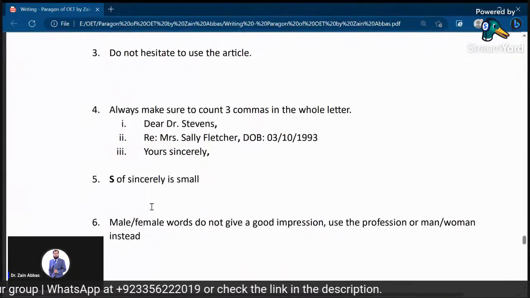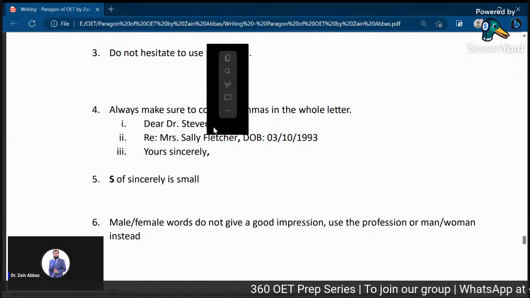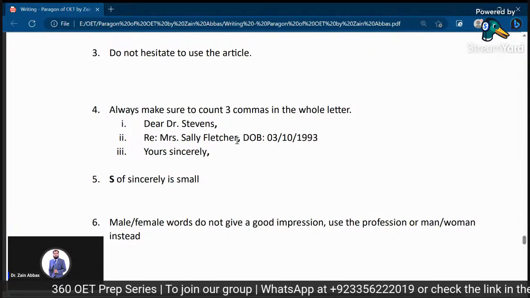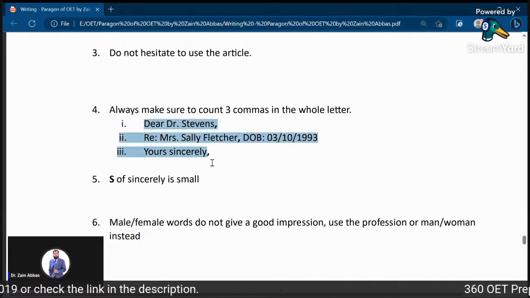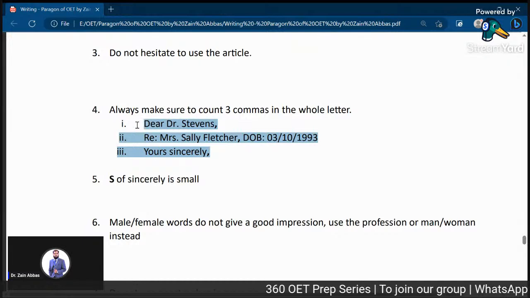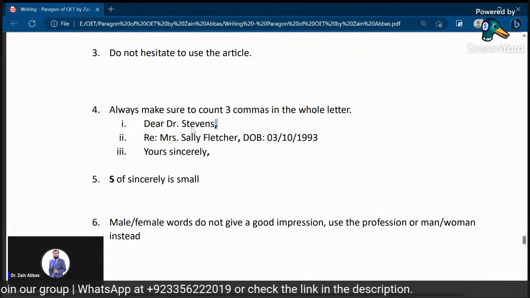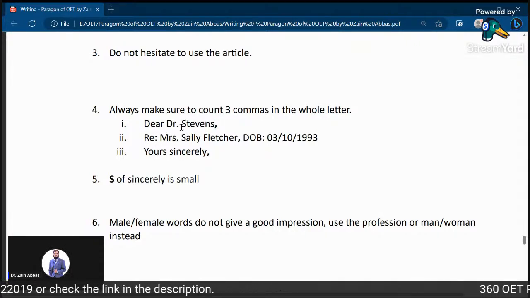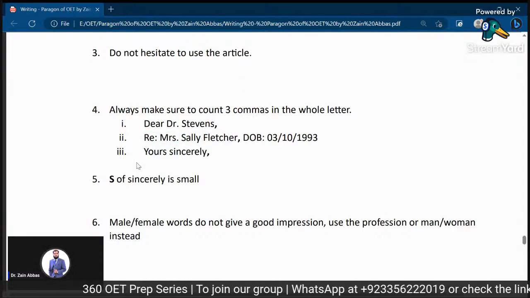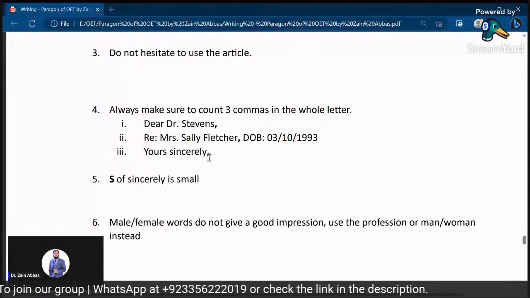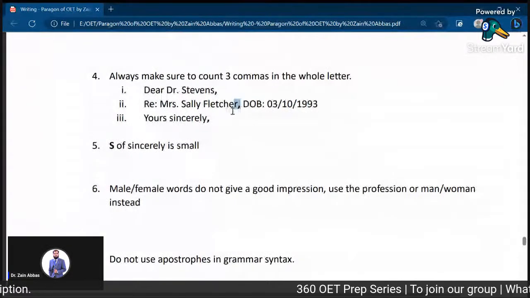The next point is about three important commas. Please note it down and make it very clear that these three commas, which I have mentioned here, are very crucial. You have to check them and recheck them after you have completed your writing task, and make sure that you have put these three commas there, because these are evaluated separately for marks in the OET exam. The first one is after the name of the doctor, in the addressing, like Dear Dr. Stephen. The second one is between the patient's name and his date of birth, and the last one is after Yours sincerely, the salutation. So these three commas are very important. Please make sure to add these commas whenever you write the letter.